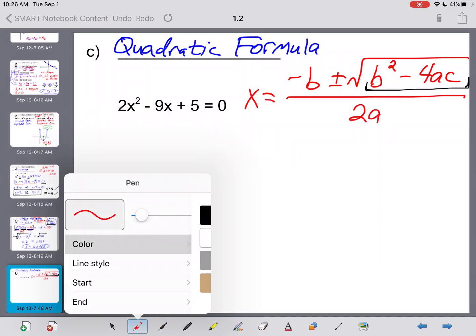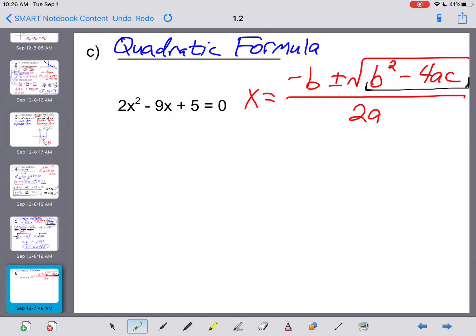I'm going to switch to green here for just a second. If we were to try to figure out our discriminant, let's see what's going on here. B squared. Well, b is actually negative 9, and if we square that, we get 81. So that's b squared minus 4 times an a value of 2 times a c value of 5. Let's see, 2 times 5 is 10, times 4 is 40, 81 minus 40 is 41.